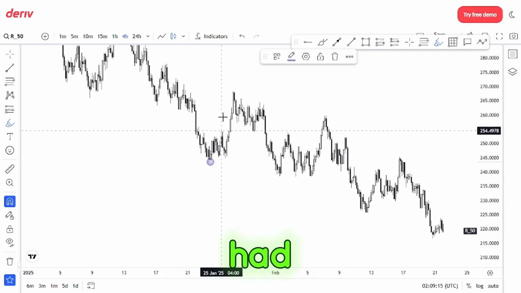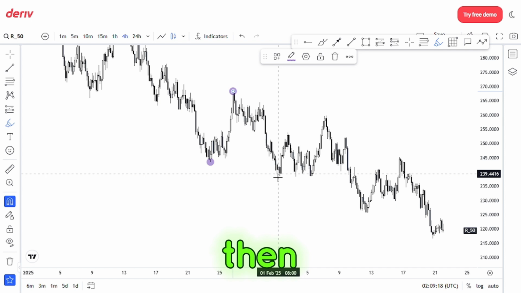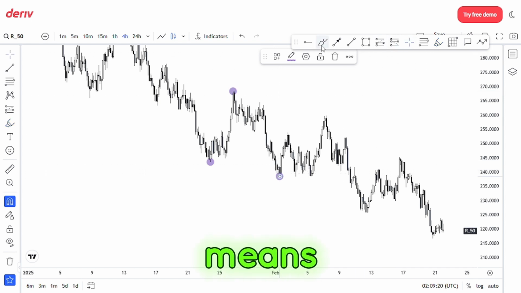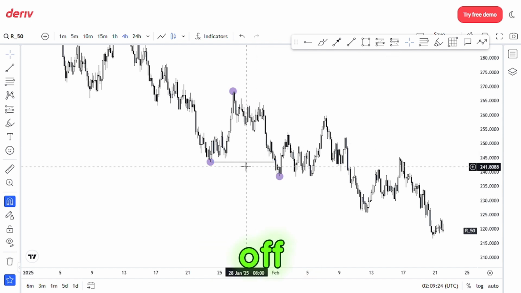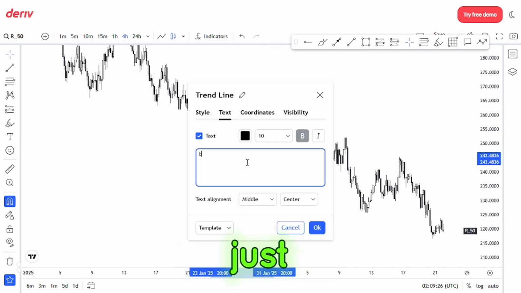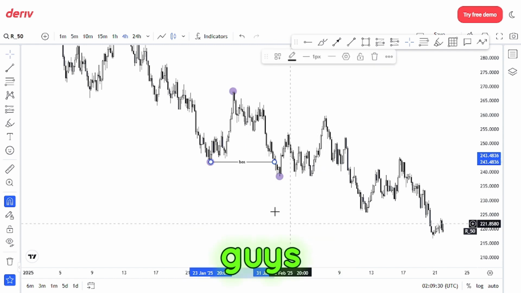So as you can see here, we had this low, then we had this high, then we had this lower low here, which means this is what? A break of structure, guys. Now a break of structure here, just like that. So it means that the market is pushing to the downside, guys.